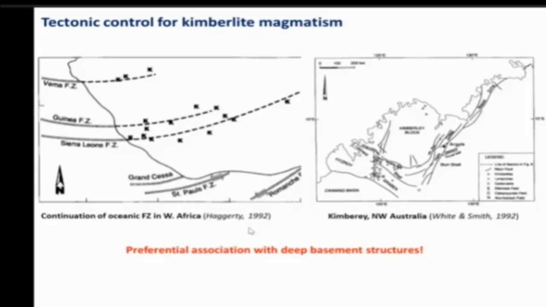So what I was saying is that this enigmatic magmatism requires a preferential association with deep basement structures, which can be of different types. For example, the one on the left-hand side shows that kimberlite magmatism preferentially occurs along lineaments which are the continental continuation of oceanic fracture zones, the fracture zones associated with the transform fault boundary.